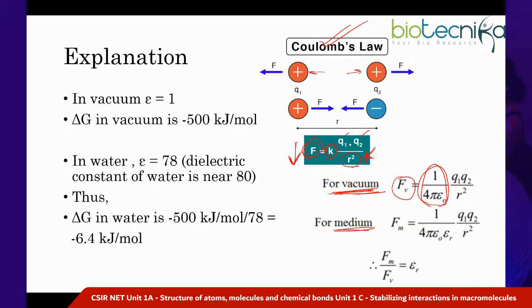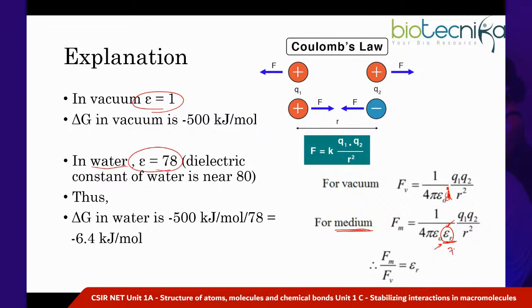But when you take it in a medium, this constant will also be multiplied by epsilon r. So epsilon r is the dielectric constant value in media. You have to put the dielectric constant of the media. For vacuum, actually here also you have epsilon r, but since it is 1, we don't take it into consideration. But for water, that is in media, which we use in questions, the epsilon value is 78, close to 80, because the dielectric constant of water is near 80.